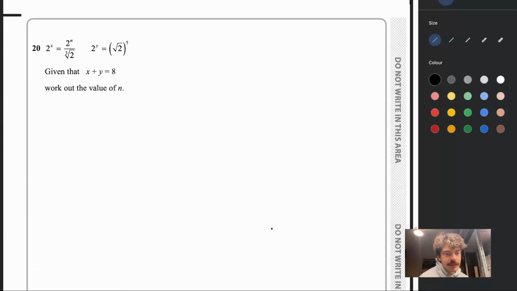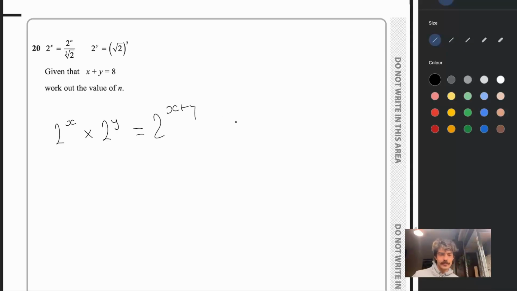Question 20. Given that x plus y equals 8, and those two equations, work out the value of n. Okay. So, to figure out this one, I think it's interesting to actually consider what would trigger an x plus y in the numerators. For this to happen, you'd have to end up multiplying 2 to the x by 2 to the y. And this would cause 2 to the x plus y.